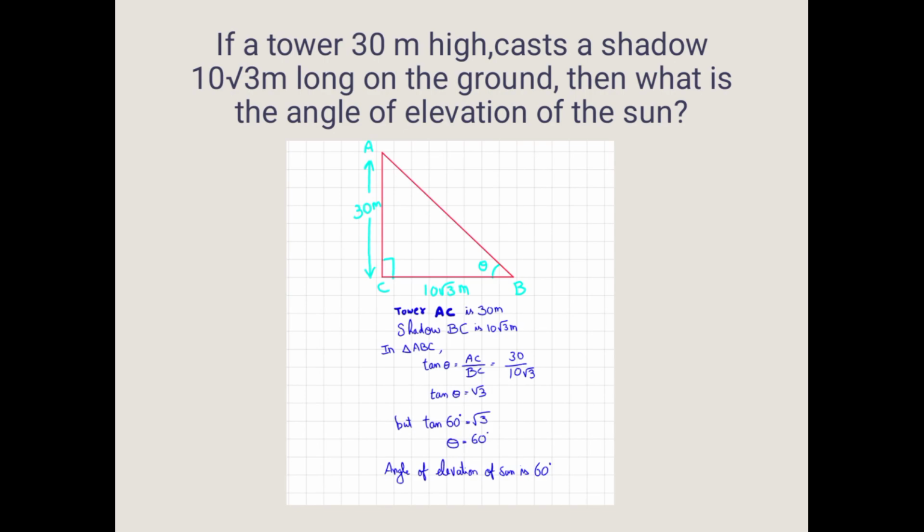So let us see the tower here, that is going to be 30 meters in height, and the shadow of that particular tower is 10 root 3 meters long on the ground, and we have to find the angle of elevation of the sun. So you have to find the angle theta here. First draw the diagram and mark the lengths, and you can see the opposite side is given and the adjacent side is given. So hence you can use tan theta here to find the value of theta. It is found to be 60 degrees.